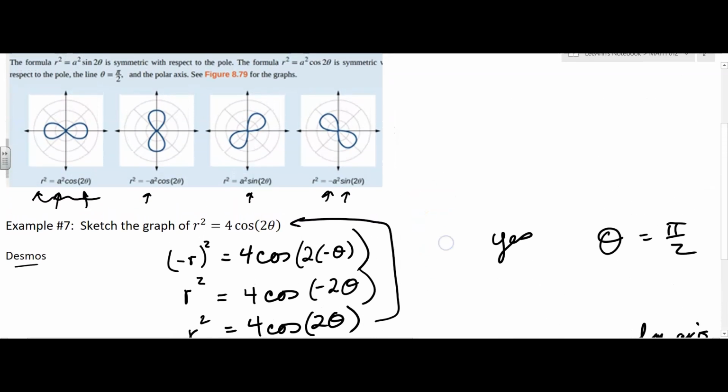Okay, so ours is a cosine 2 theta, and it is positive, so we're looking at this first form right there. And so think about the symmetry. Could you fold it along the polar axis, and would it line up? Could you fold it along the theta equals pi over 2 axis, and would they match up? And then finally, could you do both folds, and would it line up? And it would. All right, so I just wanted to talk about this symmetry.